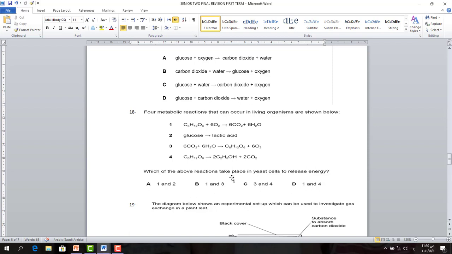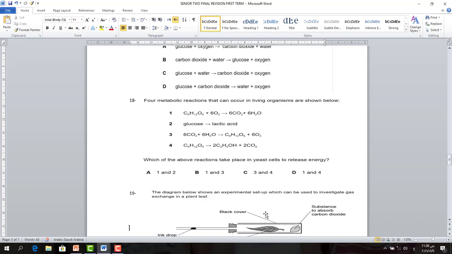Which of the above reactions take place in yeast? Yeast: alcoholic fermentation, and aerobic, or aerobic may be complete aerobic. So 1 and 4 occur in yeast, answer D.